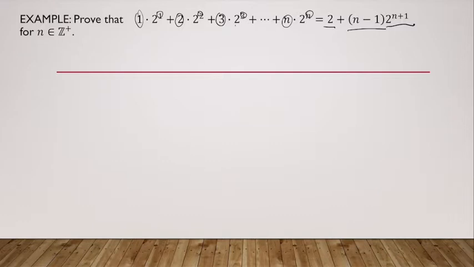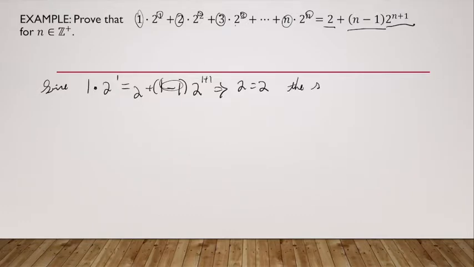Oof. Okay, so since 1 times 2 to the 1 equals 2 plus (1 minus 1) times 2 to the 1 plus 1, this is going to cancel out to be a 0, right? So I have that this implies 2 equals 2. The statement S of 1 is true.